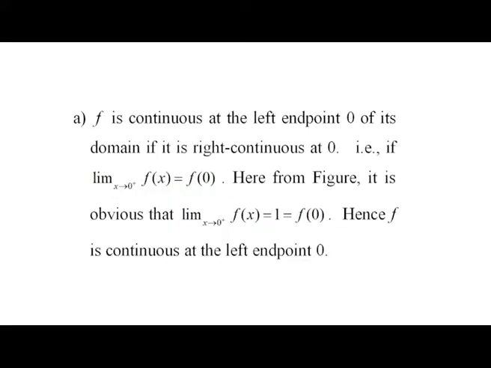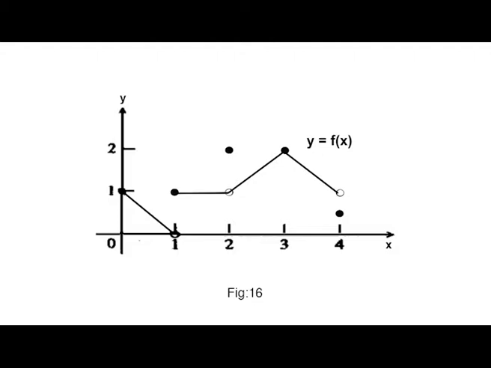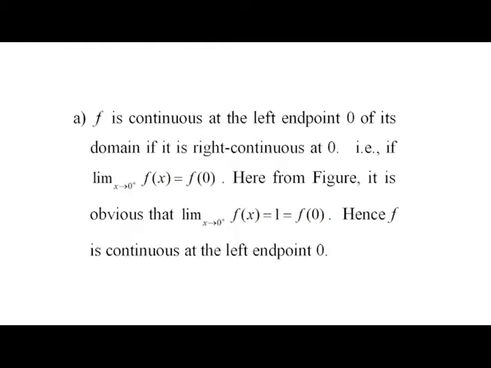F is continuous at the left endpoint 0 of its domain if it is right continuous at 0. That is, if limit of f of x as x approaches 0 from the right equal to f of 0. Here from figure it is obvious that limit of f of x as x approaches 0 from the right equal to 1 equal to f of 0.